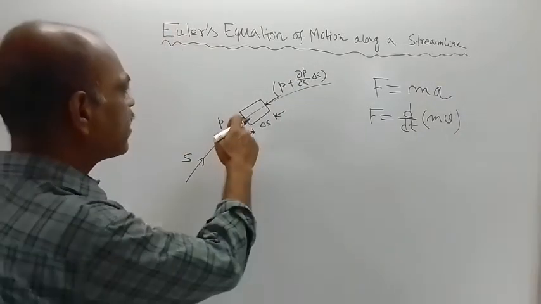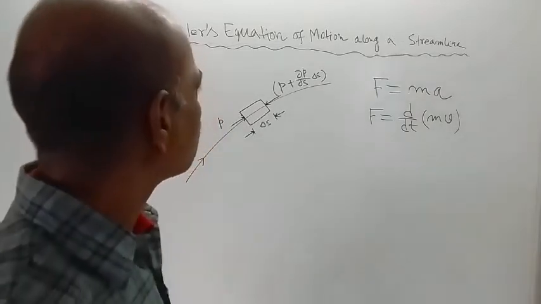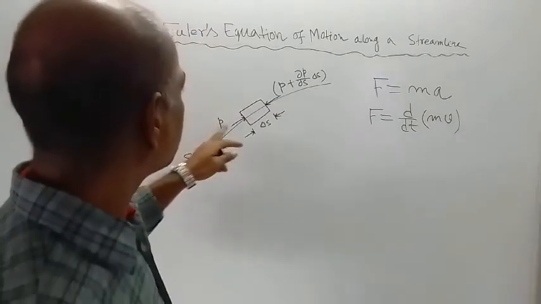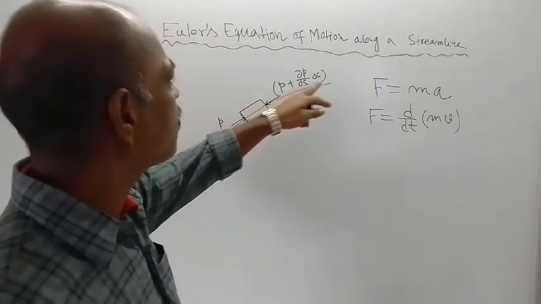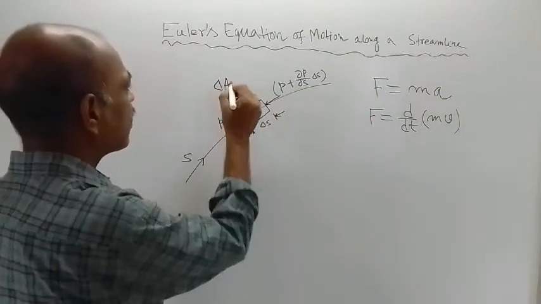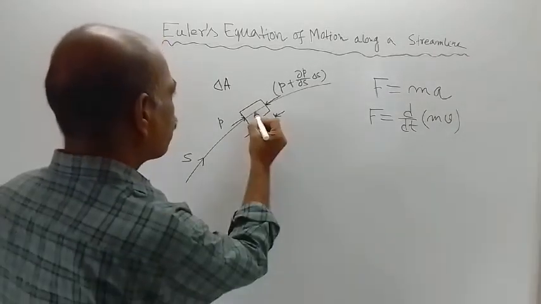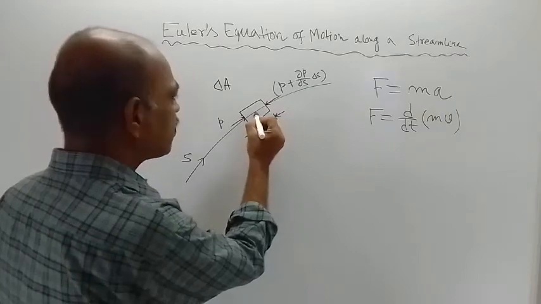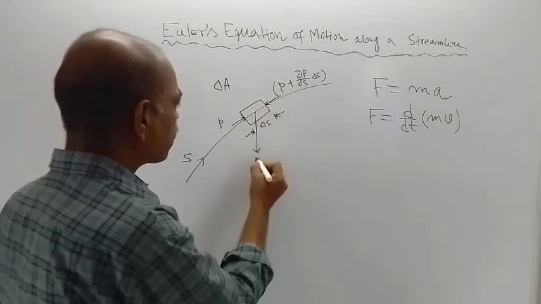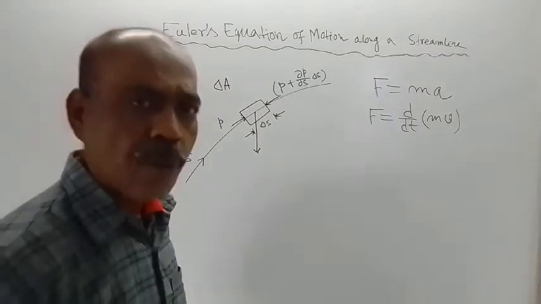Also suppose the areas of these two surfaces are both the same, and the area is delta A. So the force will be P into delta A here, and here this multiplied by delta A. From the CG, the center of gravity of this fluid element, the weight of the fluid element will be acting in the vertically downward direction. And we are dealing with incompressible flow.